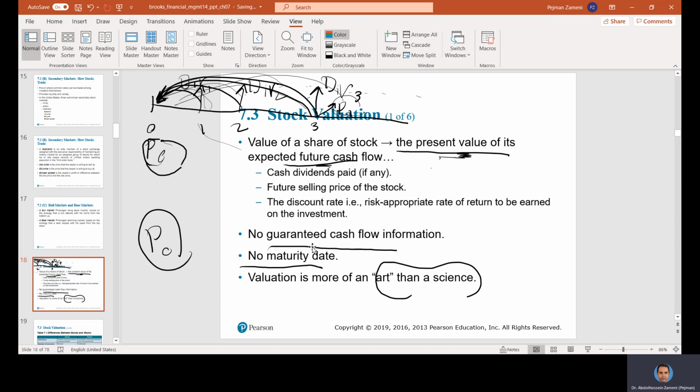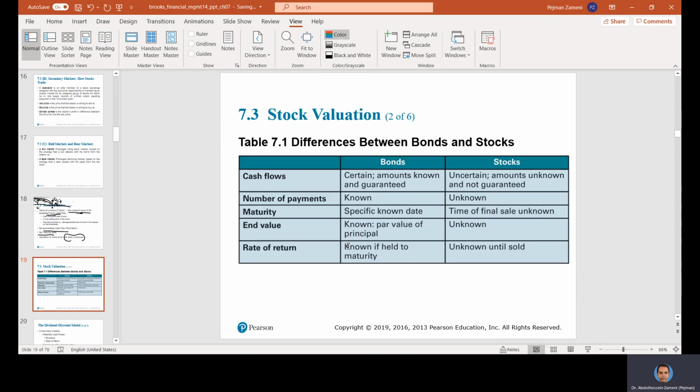And of course, there is no guaranteed cash flow information. Maybe the company is going to pay dividends, maybe not, and we don't even know how much we can sell the stock for. And there is no maturity date, of course; we can keep the stock as long as we wish. Valuation is more an art than a science. And here is a comparison of the characteristics of bonds and stock, which we have already gone through.